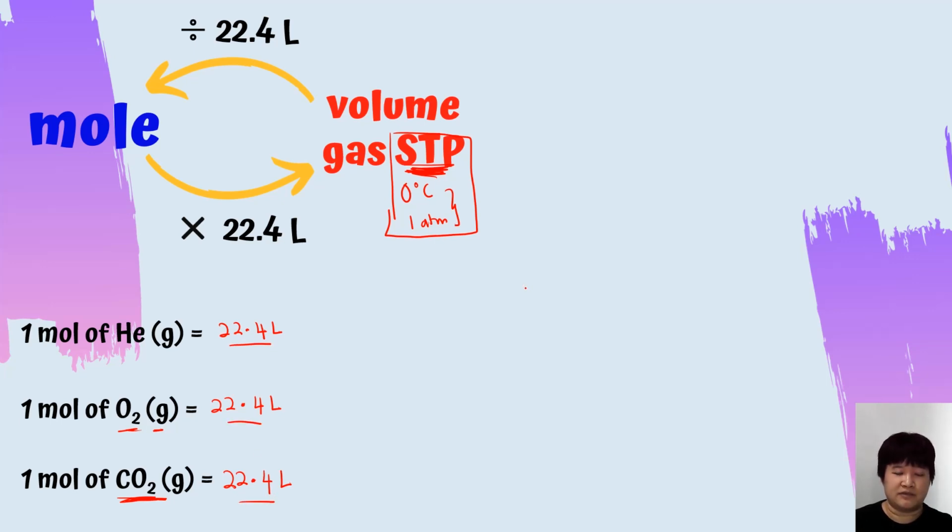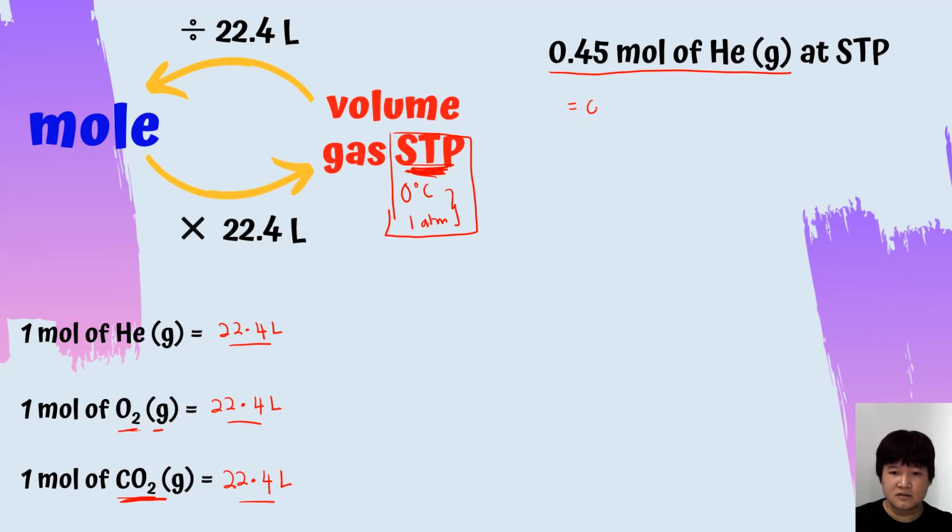And what happens if you don't have 1 mole? If the question says you only have 0.45 mole of helium gas, how many liter is that equal to? So you'll be taking the 0.45 mole of helium, times or divide, with the molar volume 22.4 liter. Press your calculator correctly and the answer is 10.08 liter.